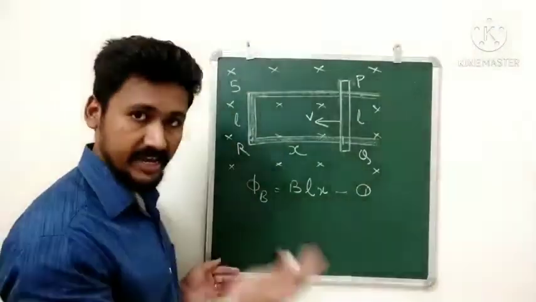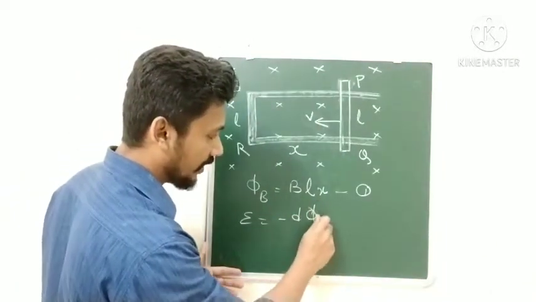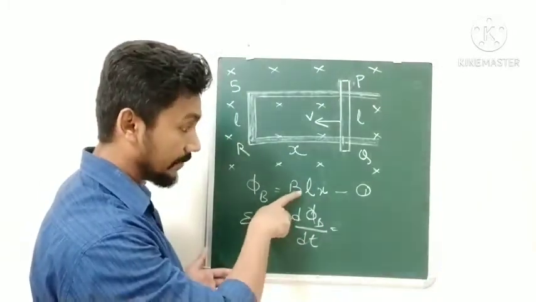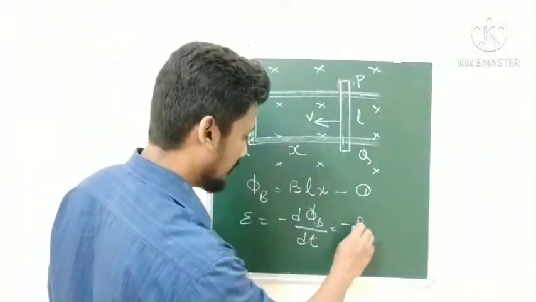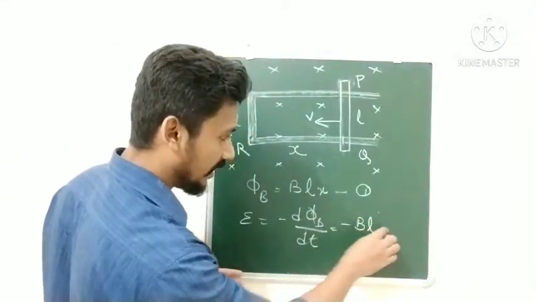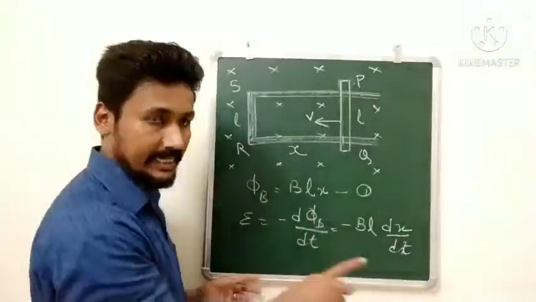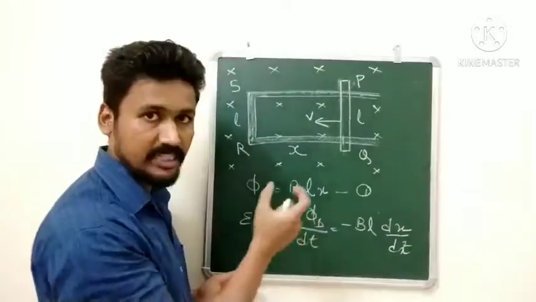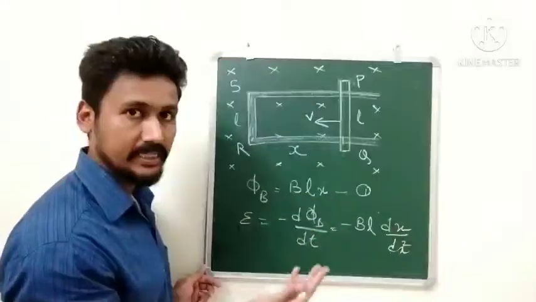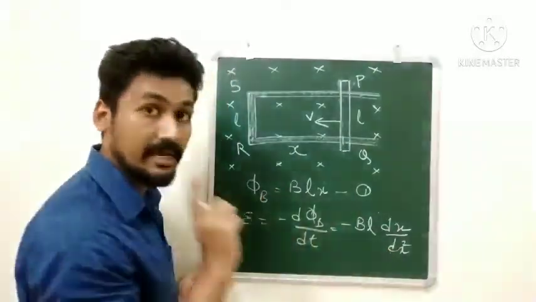Now by Faraday's law, the EMF generated is E = -dφB/dt. Putting in the magnetic flux, the magnetic field is a constant and this length is also a constant, so they come out, and we get -BL dx/dt. Now dx/dt is the change of position with time, displacement upon time, which is nothing but velocity. So we can replace dx/dt by the velocity. Since the rod is moving backwards, that is, the flux is decreasing, we put dx/dt as -v.